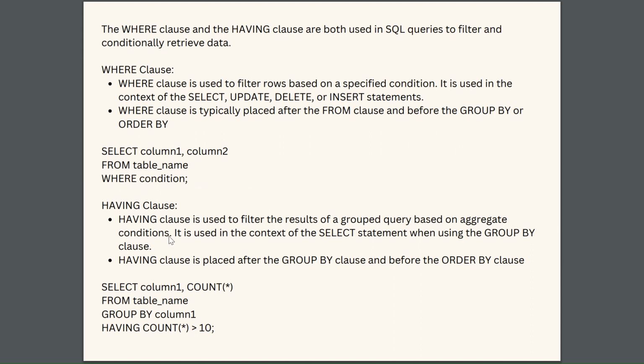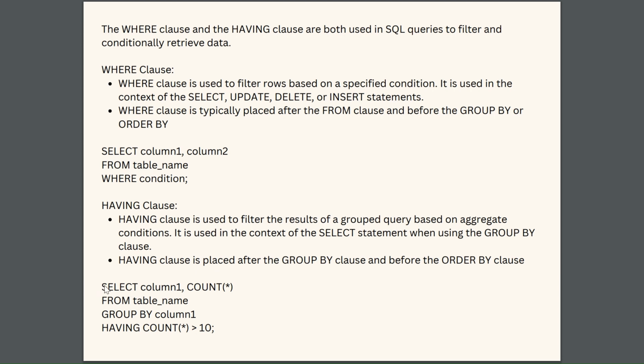And having clause is used to filter the result of a grouped query based on aggregate conditions. It is used in the context of select statement when using the group by clause. So whenever we have to filter some results which are aggregated based on some group by clause, we can use the having clause. Having clause is placed after the group by clause and before the order by clause.